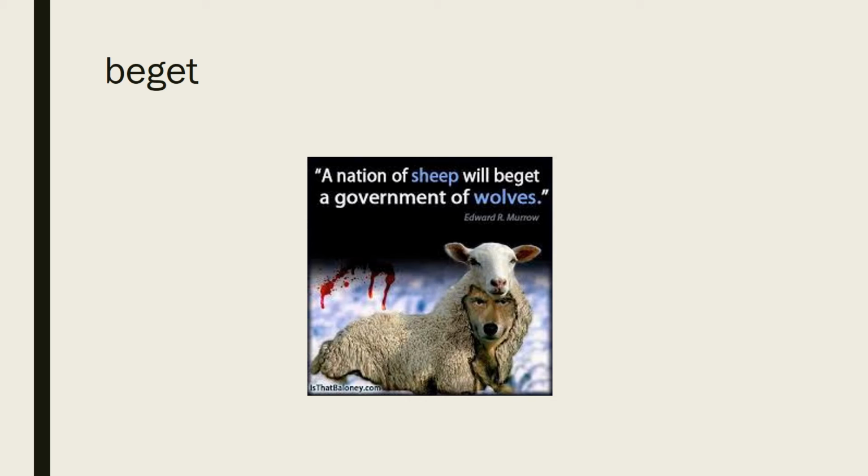All right, so this is kind of a funny context. We'll ask for funny pictures. A nation of sheep will beget a government of wolves. So we've got a wolf here in sheep's clothing. Edward R. Murrow said this quote, and basically it's saying that if people in a country are cowardly, won't stand up for themselves, just kind of go along with the flow, then it's going to lead to a government of wolves or despots, people who have ultimate control and authority because the people in the country are too afraid to speak up and stand for themselves and let their opinions be heard and known. So that will be produced, beget, to produce.